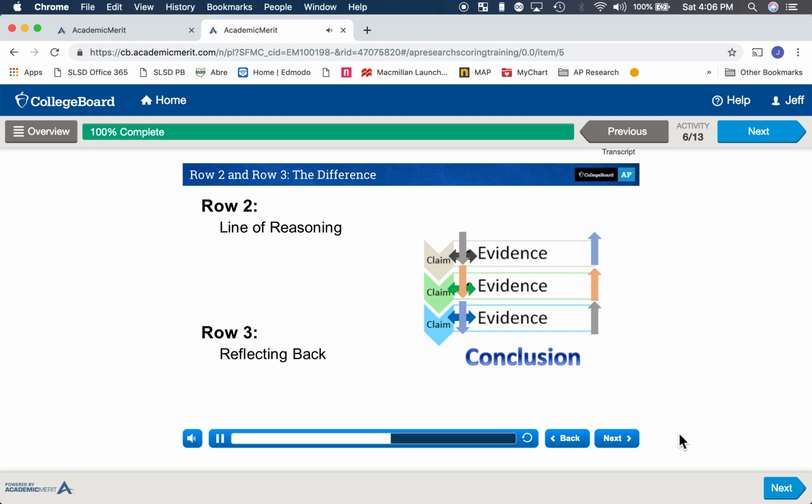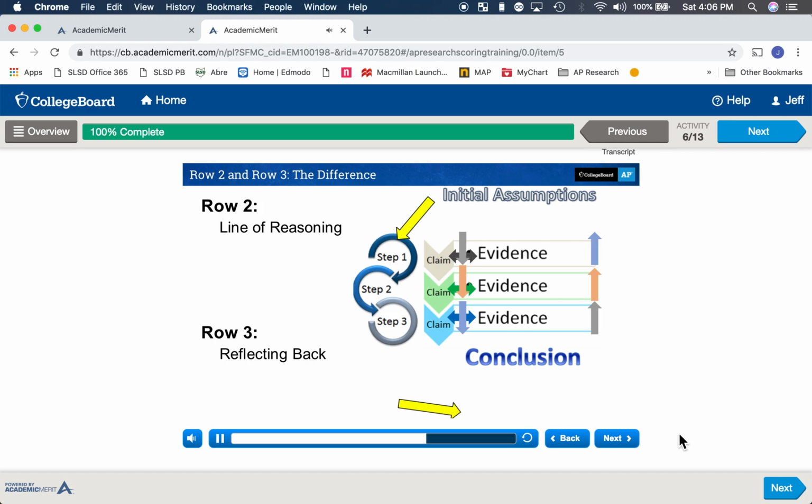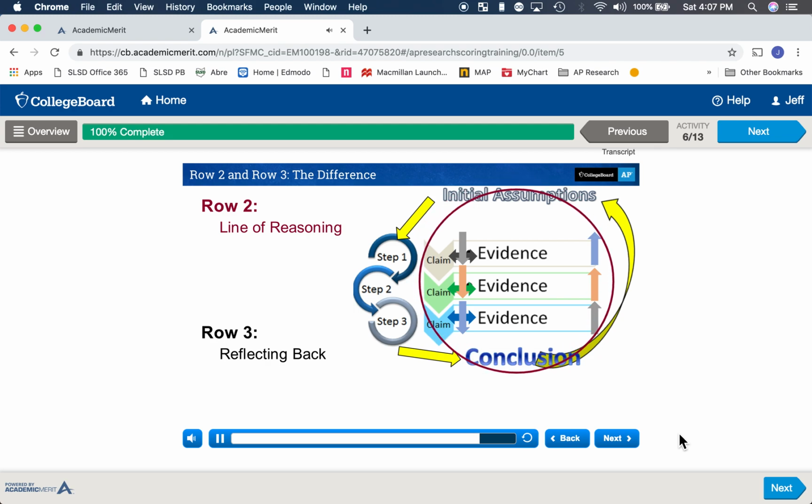Row 3, however, is about students reflecting back on the process and how it affected their initial assumptions or hypotheses. The student should present how their initial assumptions led them to choose their method or approach, and how the conclusions made through the interpreted evidence affected their initial assumptions or hypotheses. This is a true reflecting back on the inquiry process. So, in effect, row 2 is about the line of reasoning, or the connection between the evidence, claims, and overarching conclusion, whereas row 3 is about reflecting back on the steps in the inquiry process affecting the initial assumptions or hypotheses. Okay, I'm glad we don't have to talk about that again.